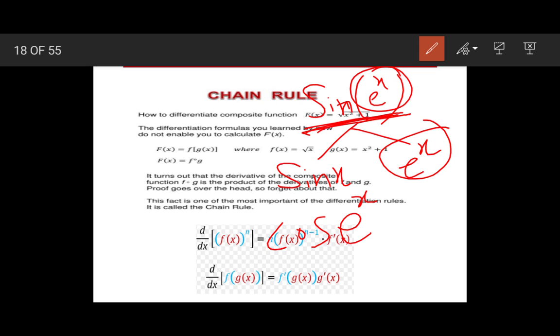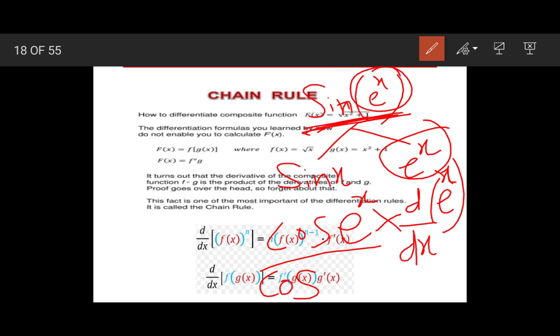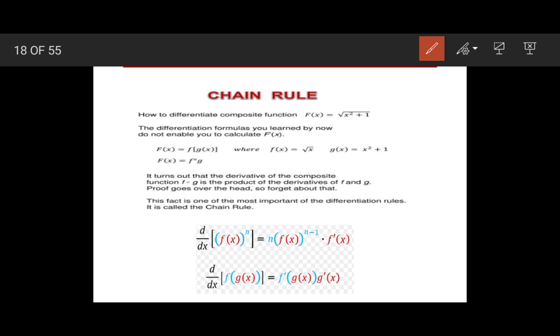Derivative of sine e raised to x is cos e raised to x into, now we have to find the derivative of e raised to x for the second function. So that will be cos e raised to x into, now derivative of e raised to x is e raised to x. So basically chain rule is, first step is to identify how many functions are there, and then you have to find the derivative of all the functions one by one.